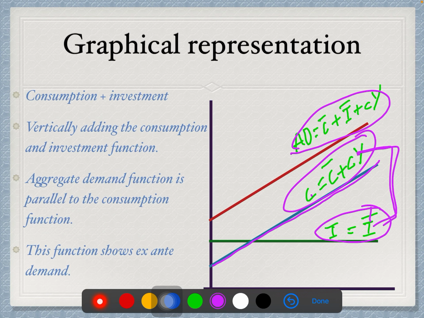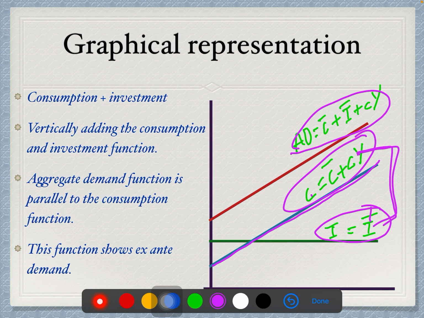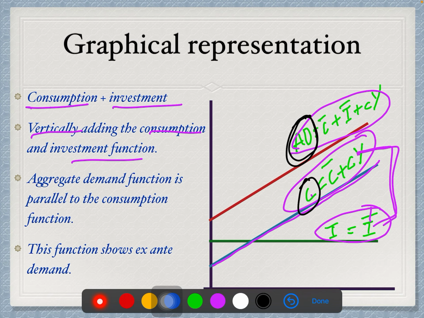The next information here: to get the aggregate demand, we have to add up consumption and investment, as I have said. Vertically, we are going to add the consumption function and the investment function. I just told you now. In this one, you can see that the aggregate demand curve and the consumption curve are parallel to each other. Can you see this? The consumption function and the aggregate demand curve are both moving in the same direction.